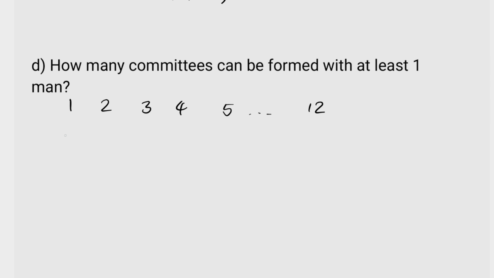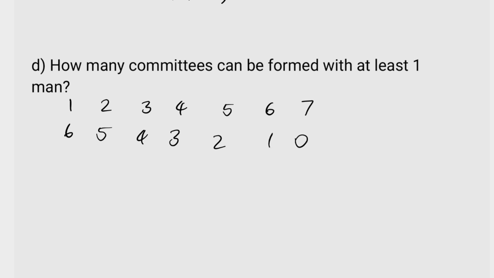If there's one man, then there's 10 women. Sorry, in the committee, it's going to be 6 women. So 6 women, 5 women, 4 women, 3 women, 2 women, 1 woman, 0 women.